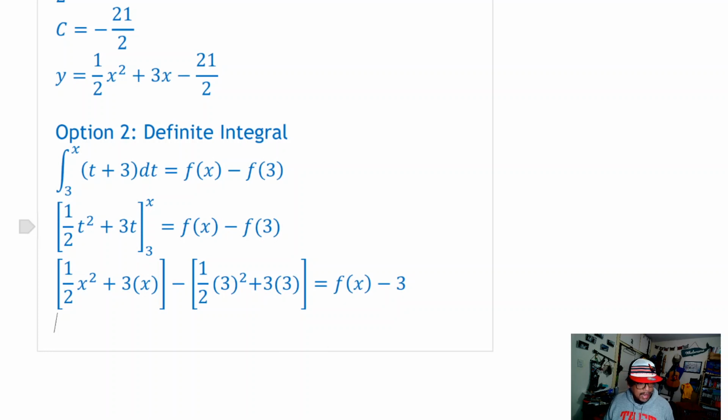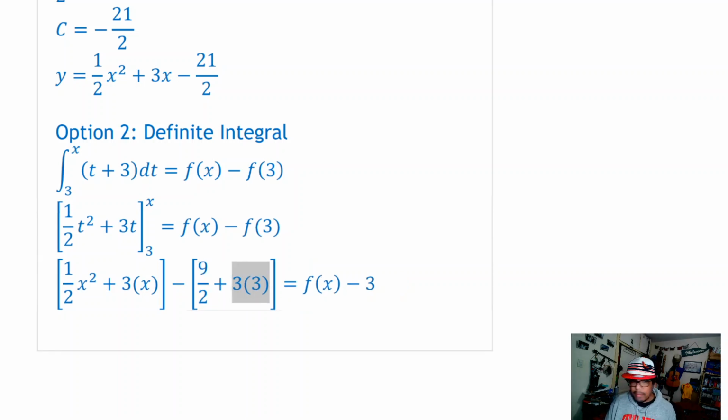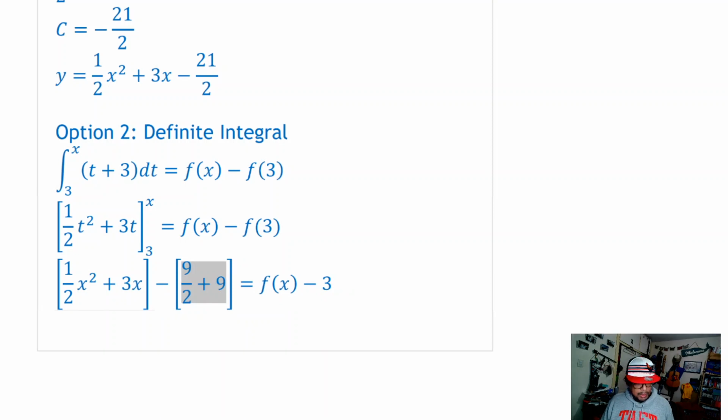We'll start with 1/2 of 3 squared. And then we'll simplify 3 times 3. Do a little simplification on the left side, because 3 times parenthesis x is not very sightly. And then we'll simplify 9/2 plus 9. Okay, that looks great. The only thing we have to do next is to add 3 to both sides to complete the transformation.